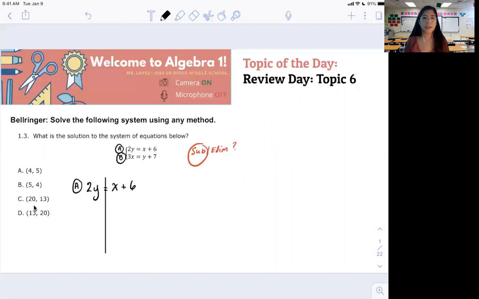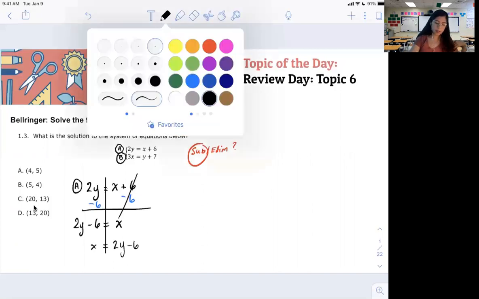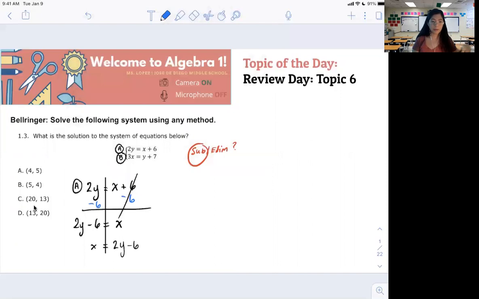What should I do to both sides? Subtract 6. We're going to take away that 6. All right, so I'm left with 2y minus 6 equals x. It's a little bit backwards, right? Usually it would be x equals 2y minus 6. However, you can write it both ways. It's the same statement. Nothing about it is any different.